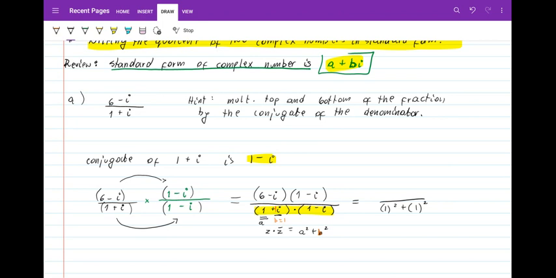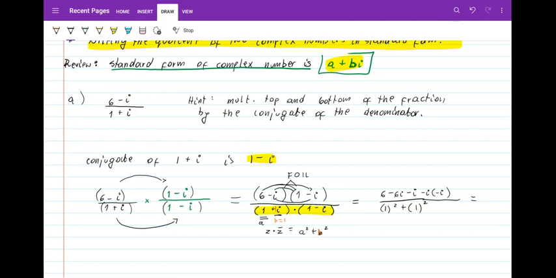Here, when we multiply numerators together, what you need to do with numerators, you need to FOIL. Okay, so there's no shortcut here, you need to FOIL. So we have 6 times 1, which is 6. 6 times negative i, which is negative 6i. Then you have negative i times 1, so that's negative i, and negative i times negative i.